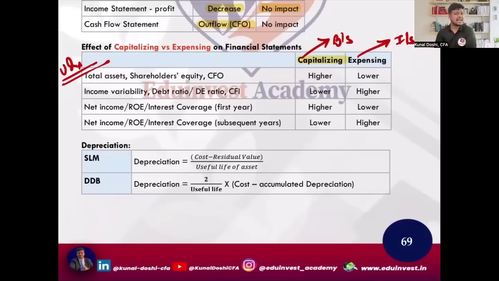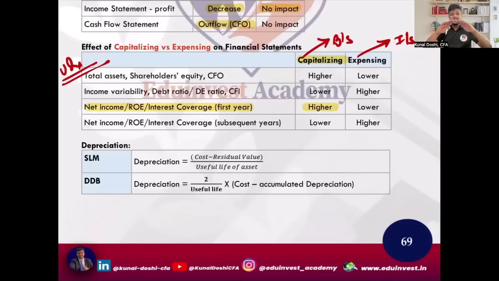If you capitalize right now, what will happen to your income statement? Will there be anything recognized in the income statement right now? No. If nothing is recognized in your income statement, what will happen? Your profits will be higher. So all the profitability ratios, all the ratios where profit or net income is in the numerator, whether it is ROE or interest coverage, where you have EBIT on top, they will be higher.